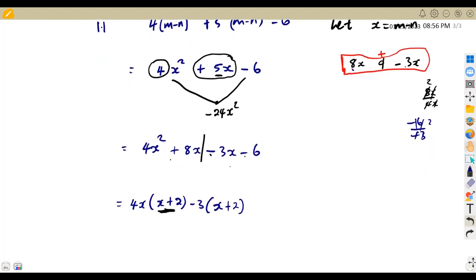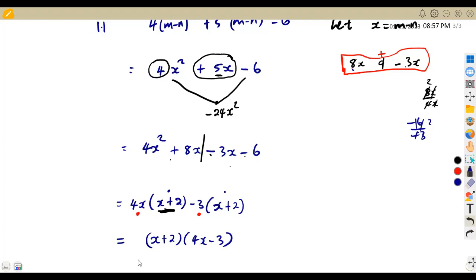So if these two brackets are the same, therefore we can rewrite this as factoring out x plus 2, which is common here. If we factor out this x plus 2, what are we going to remain with? On this part, we are going to remain with 4x. Here, we are going to remain with minus 3. So we're going to have bracket of 4x into negative 3.